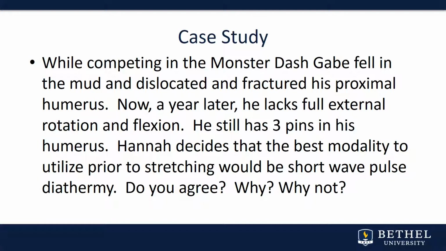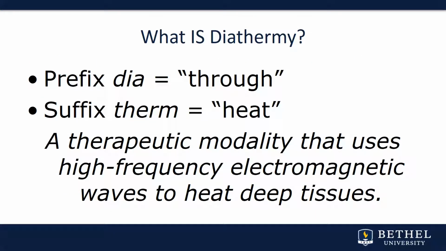While competing in the monster dash, Gabe fell in the mud and dislocated and fractured his proximal humerus. Now, a year later, he lacks full external rotation and flexion. He still has 3 pins in his humerus. Hannah decides that the best modality to utilize prior to stretching would be short-wave pulse diathermy. Do we agree? Why or why not? So let's learn about diathermy.